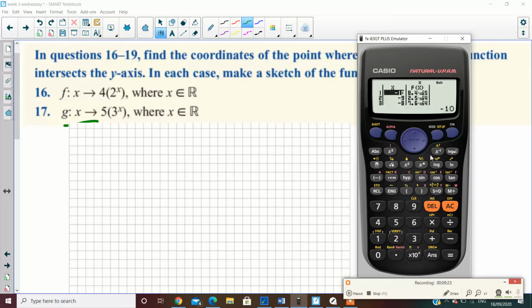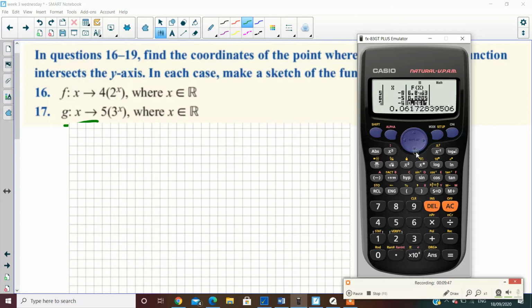Okay. I am not doing those numbers. Look at them. They're terrible. But it doesn't for me. Did I not do the same thing you did? Do it again. 5 times 3 to the power of x. Start at minus 10, end at 10, step of 1.